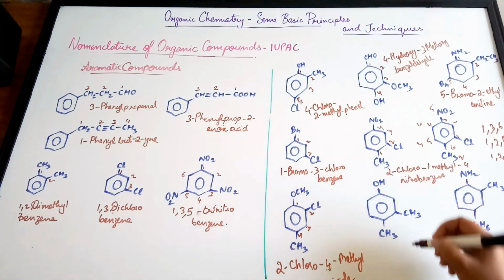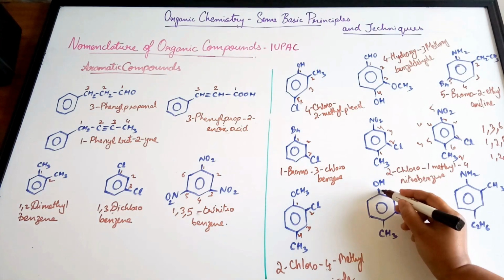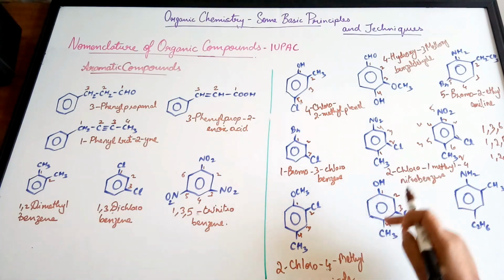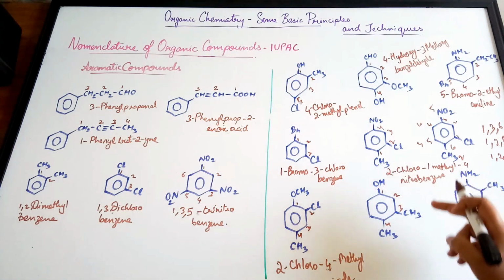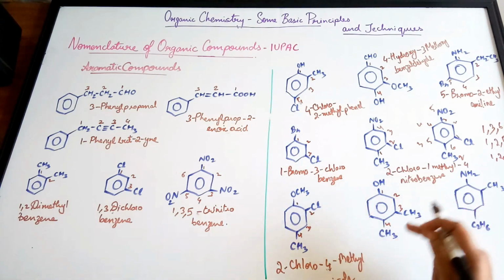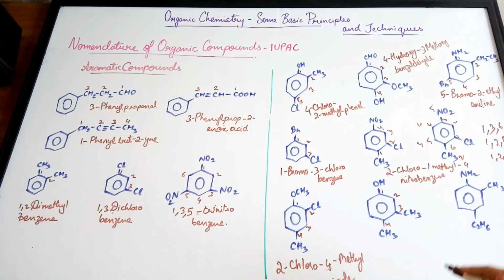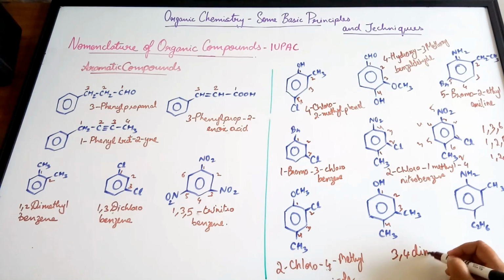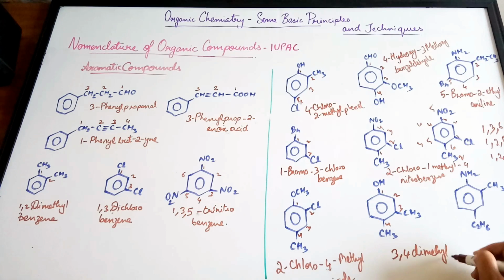When there is an OH group, it's a phenol. So we'll be numbering it from here, 1, 2, 3 and 4. We don't do it this way because it'll be 4 and 5, which is obviously greater than 3 and 4. So in the third and the fourth position, you have methyl groups. 3,4-dimethylphenol.